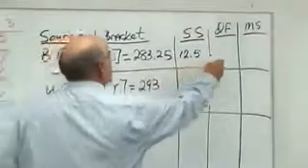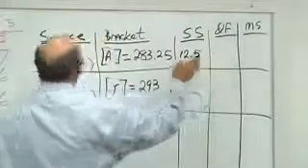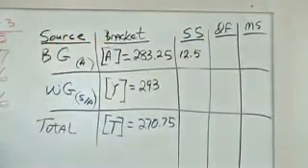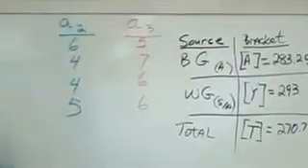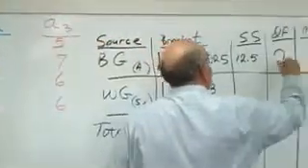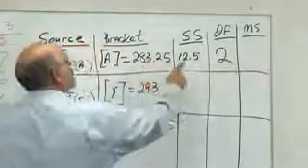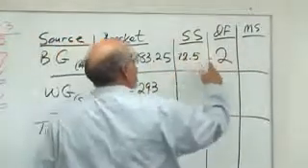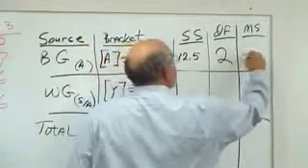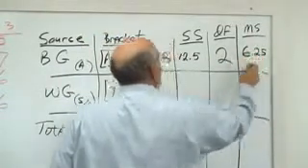The degrees of freedom for the between group is A minus 1. A is the number of groups. So 3 groups minus 1, you got 2 degrees of freedom. The mean square for the between groups is the sum of squares divided by the degrees of freedom, and that looks like 6.25.